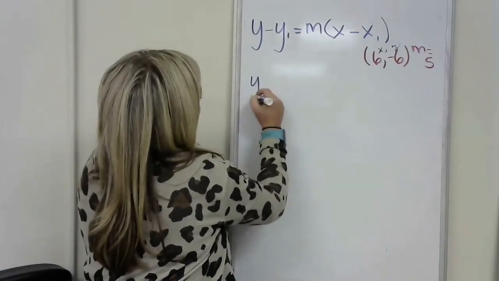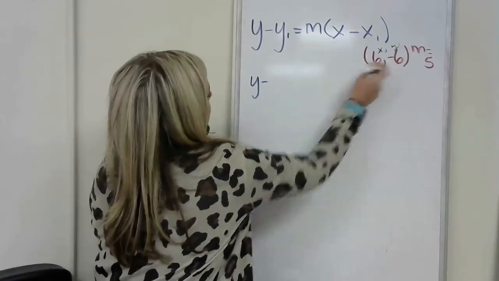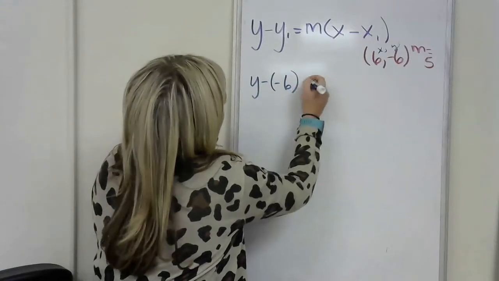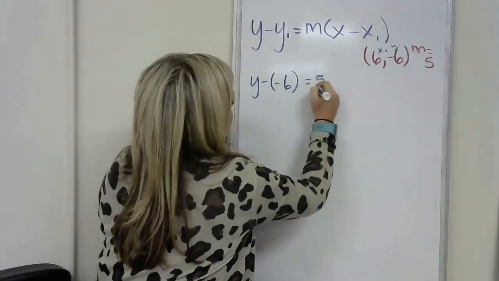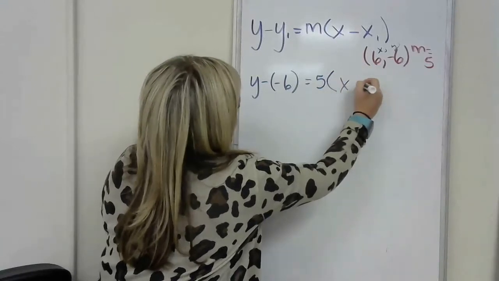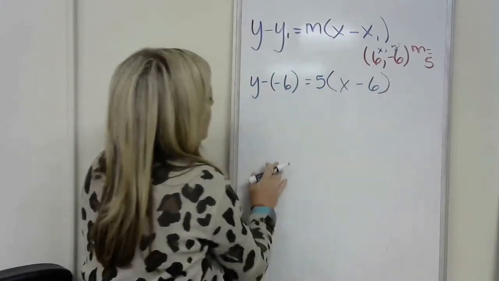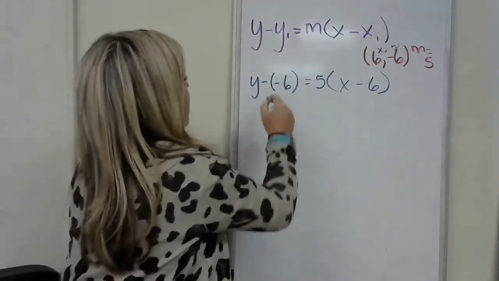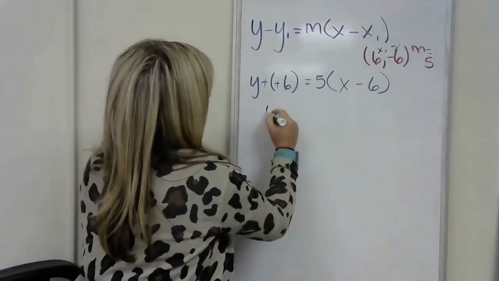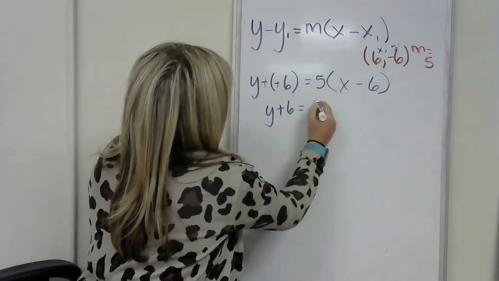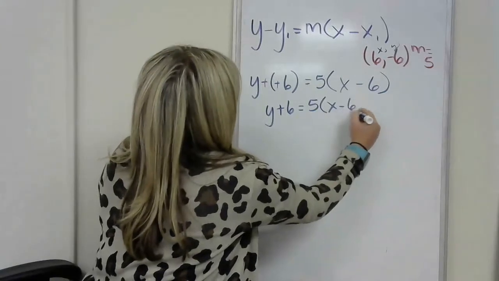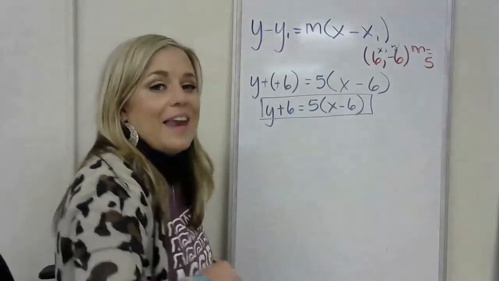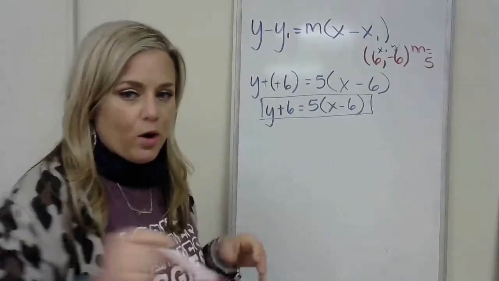So we have y minus y prime, which is going to be minus 6, is equal to our slope, 5, m, times x minus 6. Okay? We know with our addition rules of adding integers that we change that from subtraction to addition. So that would be y plus 6 equals 5 times x minus 6. All right, so that would be the first part of our answer, okay? Now we got to get it into slope intercept form.